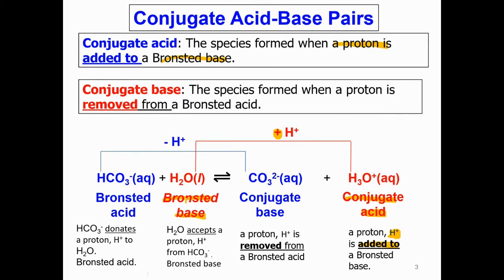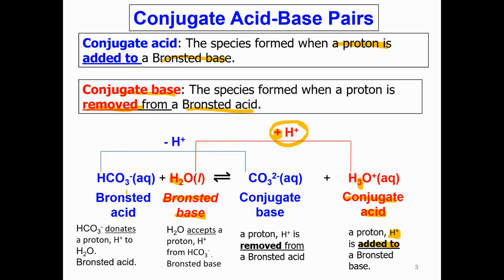That is, if it's a base, then look at the pair. We have H2 and it becomes H3. One hydrogen is added, H plus is added. So it's conjugate acid. Now let's look at conjugate base. Conjugate base is a species formed when a proton is removed from a Bronsted acid. Now we compare another one.